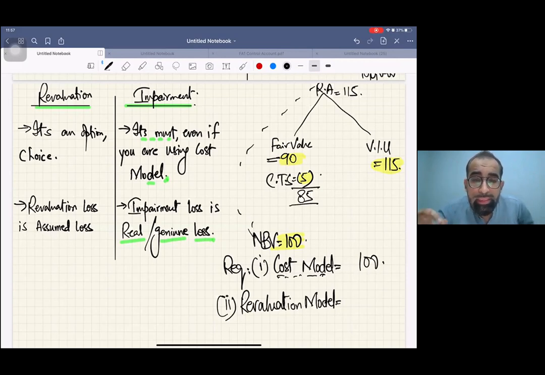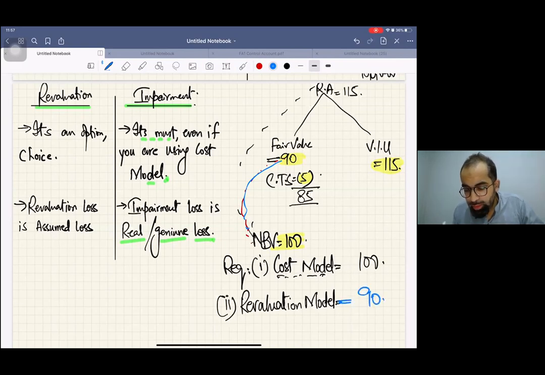Improve your concept. With the revaluation model, it's your policy to report the asset at fair value. IAS 16 says to report at fair value, because of the revaluation model, because of this policy. Your NBV is 100 and the fair value is 90, and you have to bring this asset to fair value because of the policy of revaluation. So you will report this asset at 90.